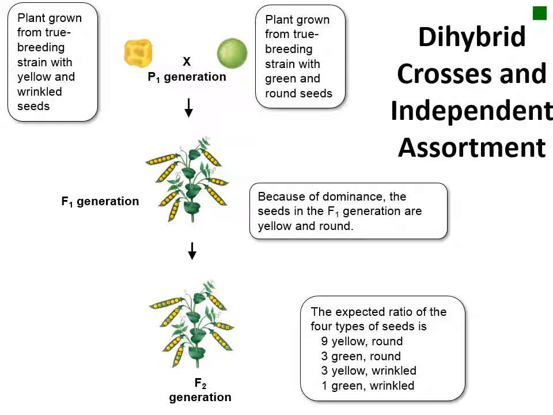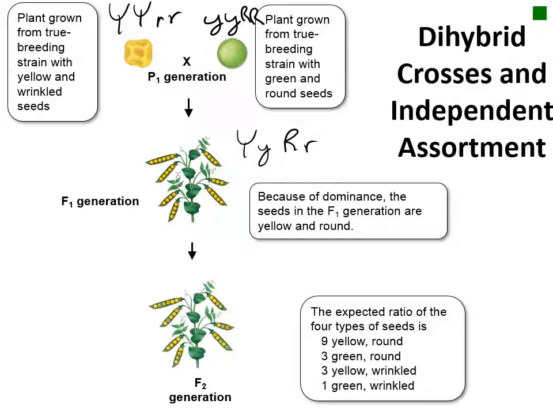If we write in genotypes of these plants, the yellow wrinkled would be homozygous dominant for the yellow allele, and homozygous recessive for the wrinkled allele, which we will designate as lowercase r. The green round plant would be homozygous recessive for the color allele, and homozygous dominant for the shape. The F1 generation would be heterozygous for each trait.